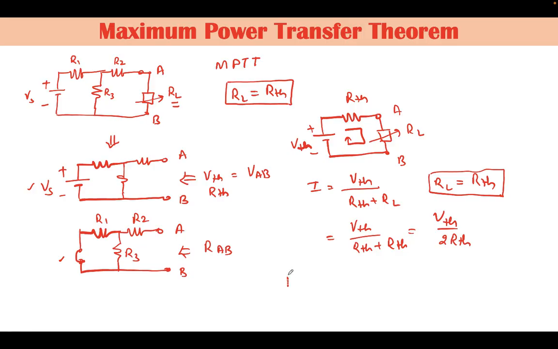Therefore the power transferred to the load, PL, is equal to I squared RL, and I is VTH upon 2 RTH, whole squared, into RL, which is given by VTH squared upon, since RTH is equal to RL, 4 RTH. That is P max.